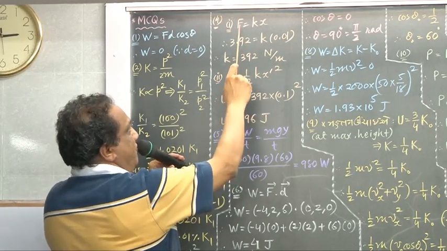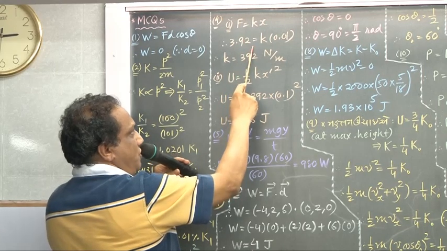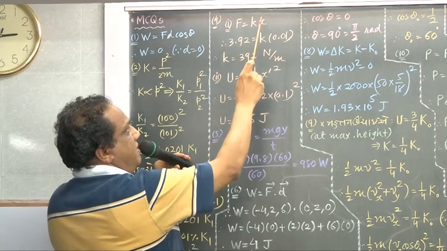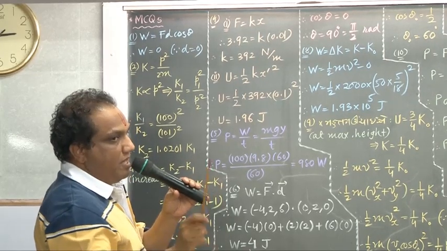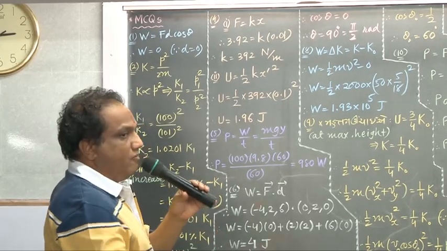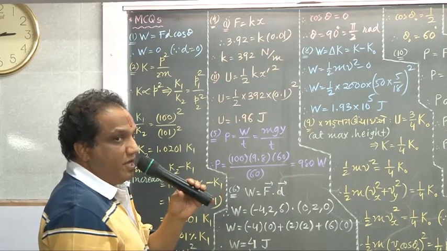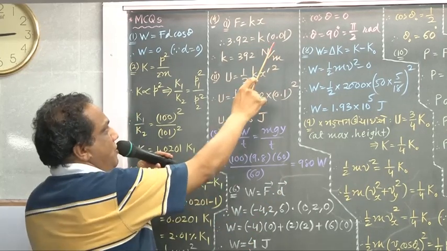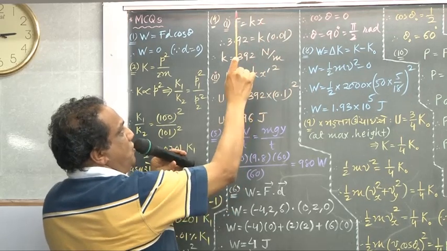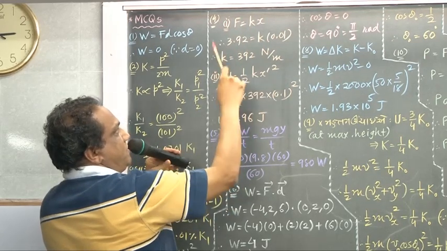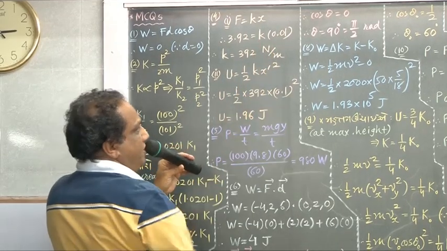What about force? They have given 3.92 Newton. Force constant we require, and the elongation they have given. Increase in the length is called elongation. Elongation they have given is 1 centimeter. 1 centimeter converted into meter, 1 upon 100, that is 0.01 meter. Find out K, it comes out to be 392. Unit of K will be unit of force upon displacement, so Newton upon meter.